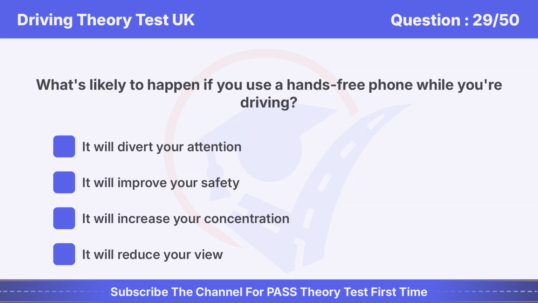Question 29. What's likely to happen if you use a hands-free phone while you're driving? Answer is A. It will divert your attention.